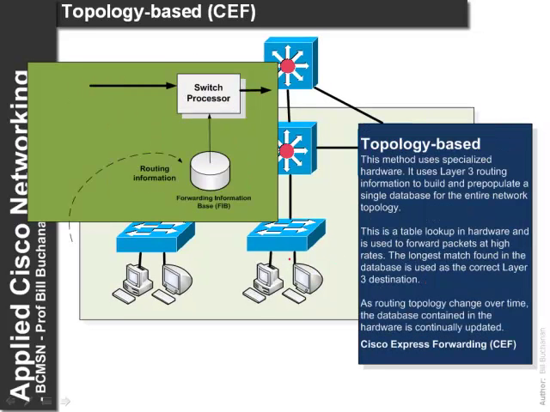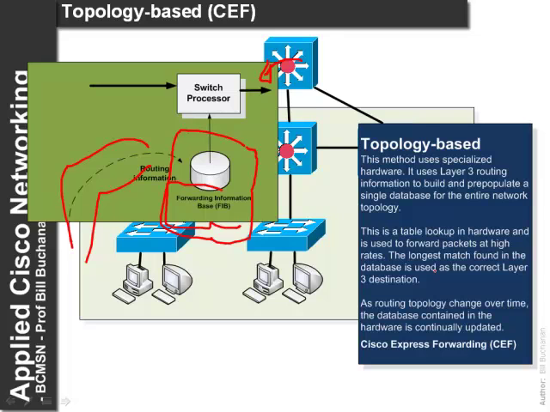The other type that we have is called topology based, or Cisco Express Forwarding. In this way, we use the layer 3 information which we learn from the network to build a single database known as the forwarding information base. So routing information is coming in all the time, and the switch listens to this and builds up forwarding information. With this, we can hopefully build a complete picture of the whole network and store it in our FIB. Also, as routing information is sent in continual updates, each of these FIBs will be updated.